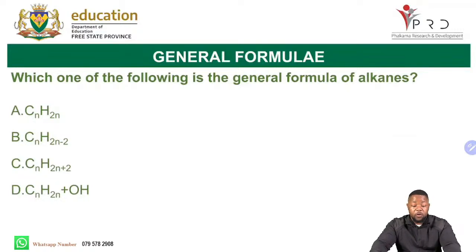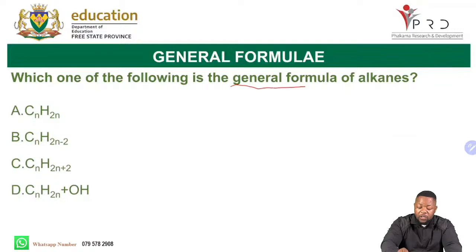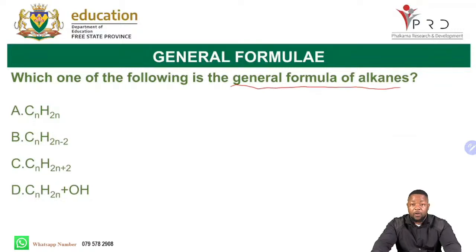Let's look at the multiple choice questions that you might come across in the exam. We are going to assist in answering these questions, removing the distractors and coming up with the best answer. The question here says, which one of the following is the general formula of alkanes? Now, this tells us that you need to know the general formulas of all the homologous series.